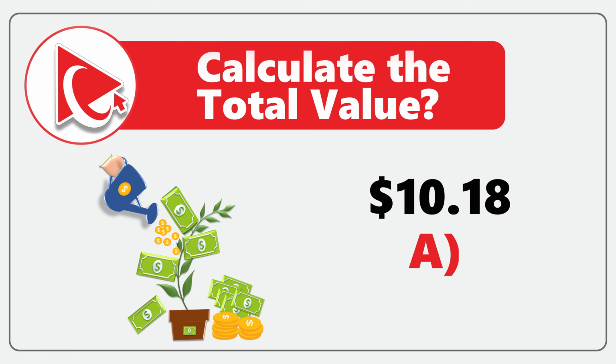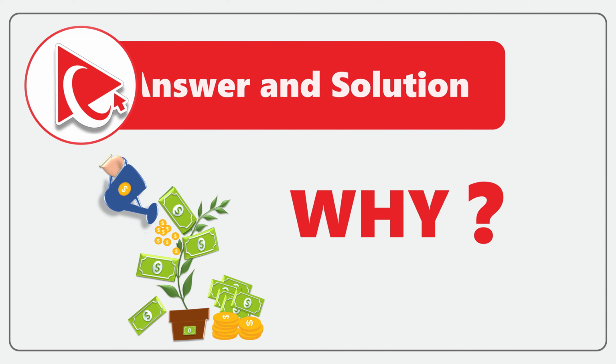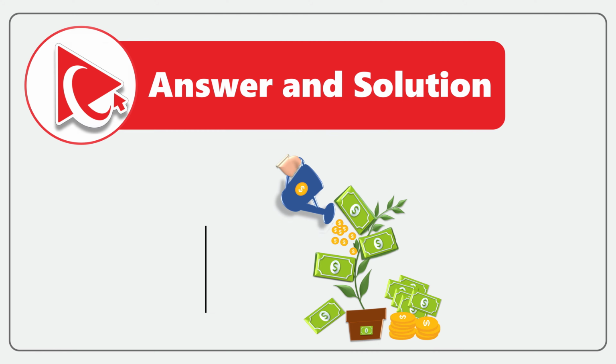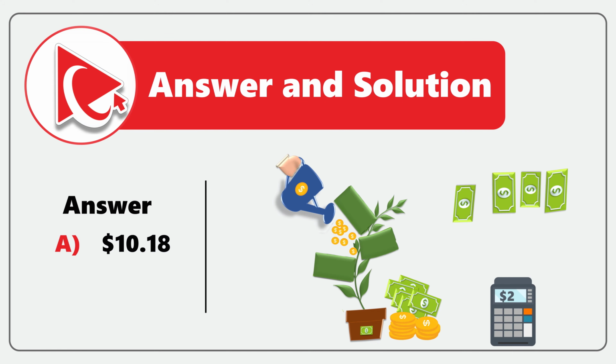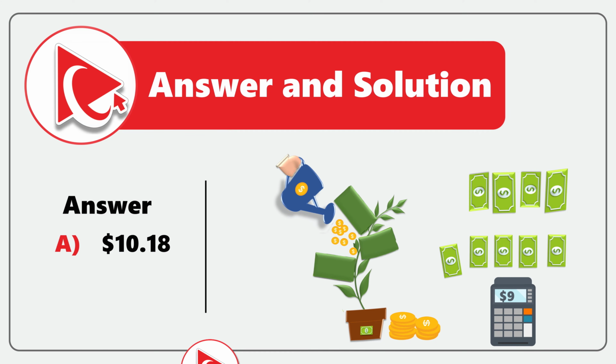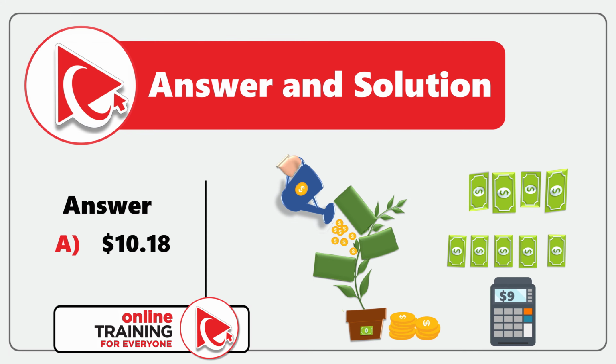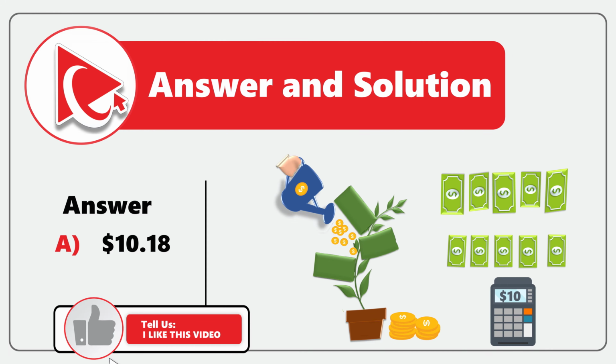$10.18. And here's why. I counted $10 in the picture. Let's start with the top of the money tree. 1, 2, 3, 4. And then on the right, we see another group of the dollar bills. There are $5 there. Let's count them together. 1, 2, 3, 4, 5. And then we see the hard-to-notice dollar bill on the top of the flower pot.